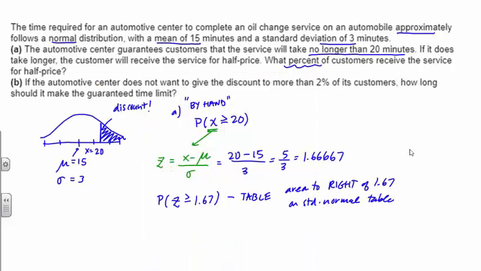What I'll do over here is say that this probability is 1 minus the table value at 1.67, or 1 minus what we saw at the table, which was 0.95 something. Pull it back up, 0.9525. That probability, 1 minus 0.9525, is 0.0475. That's the probability that a customer will get the discount on the service, or that it will take them longer than 20 minutes to complete the oil change.